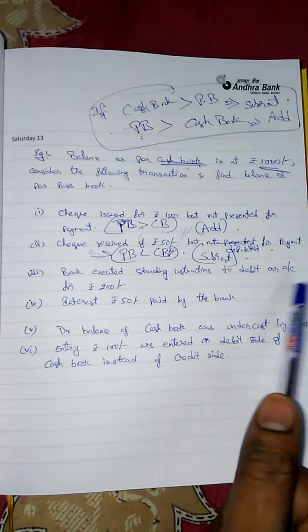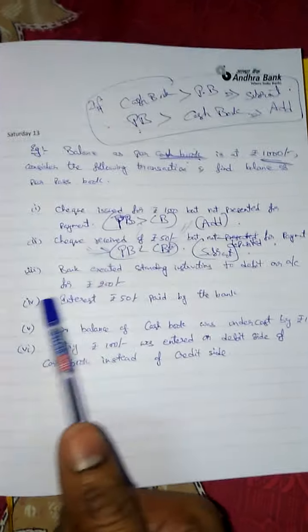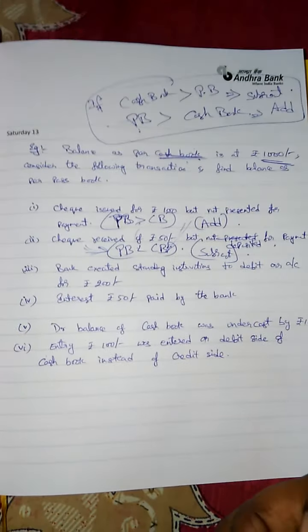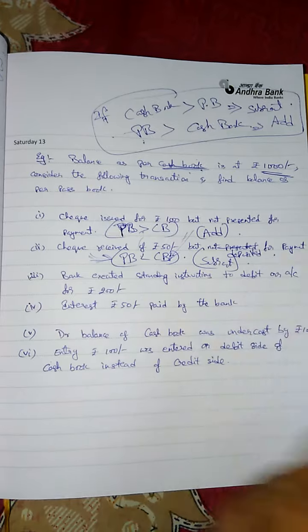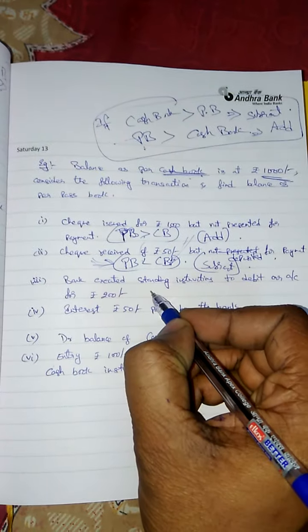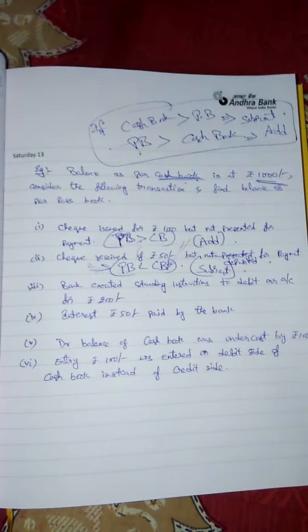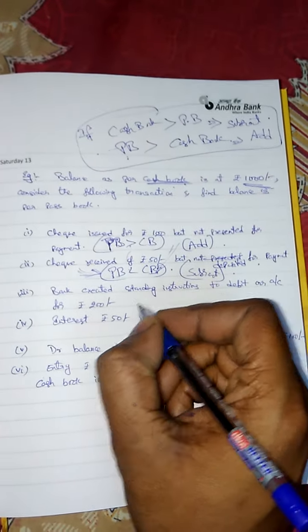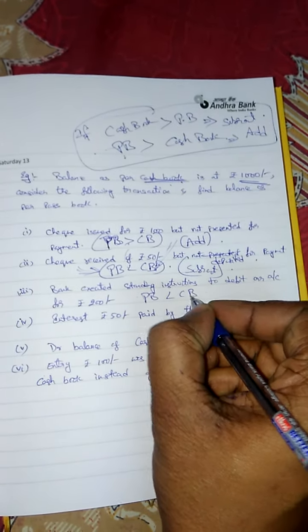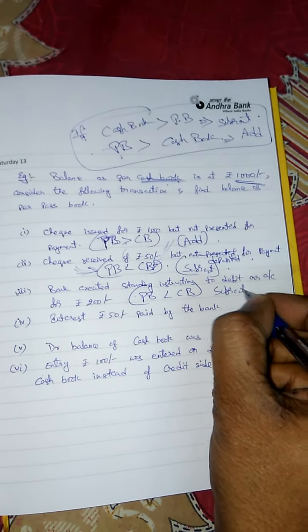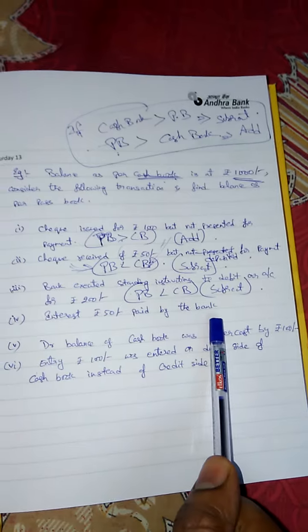So add, subtract. Then, bank executed standing instructions to debit our account for rupees 200. This debit has been done by the bank directly, though it is based on my standing instructions, but the same entry will be done in my cash book only after receiving the statement from the bank. So my account with the bank has already been debited, whereas the same entry has not been reflected in my cash book. So here also passbook balance will be less compared to cash book. If given book balance is more, then subtract. Next, interest of rupees 50 paid by the bank.